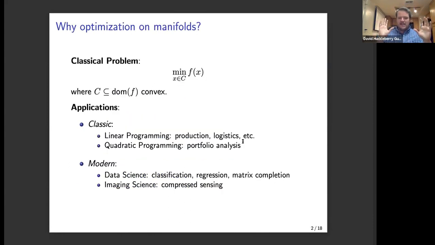So here's sort of the classic problem continuous optimizers are dealing with. We're minimizing some function f over a convex set that belongs to the effective domain. The applications of this problem are multitudinous. In LP, you've got production and logistics, quadratic programming, portfolio analysis, and modern applications: data science, imaging science, compressed sensing. And for all these applications, this convexity assumption is incredibly important.